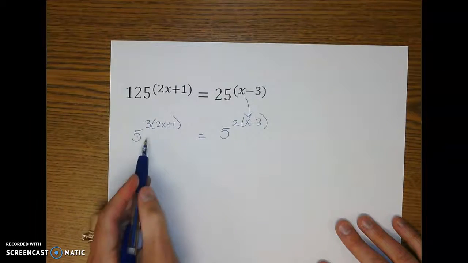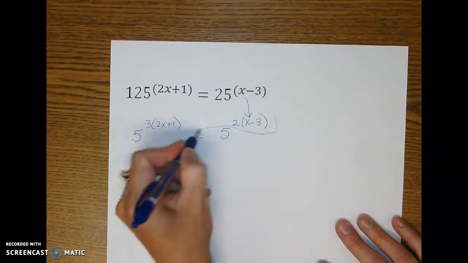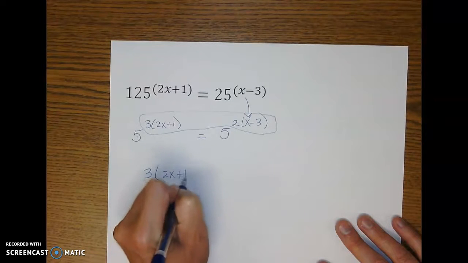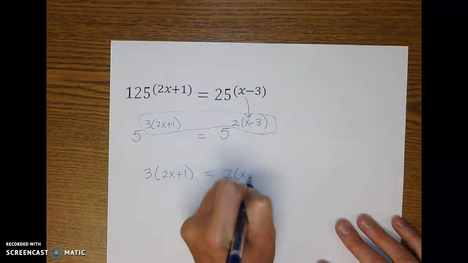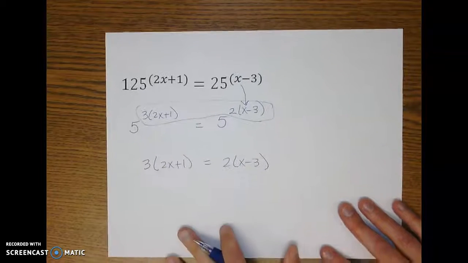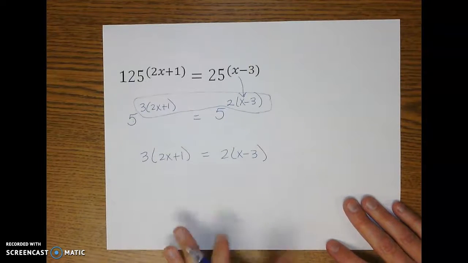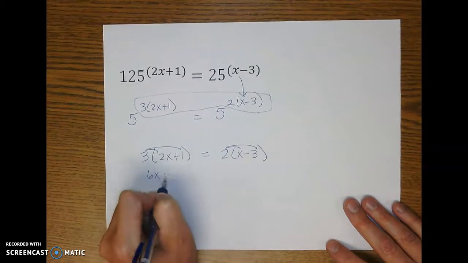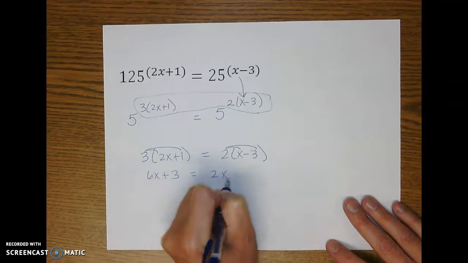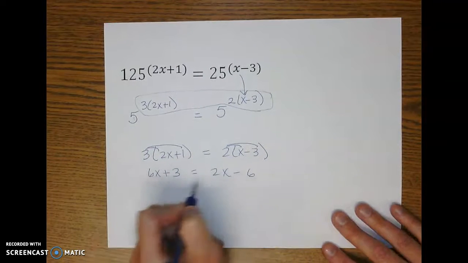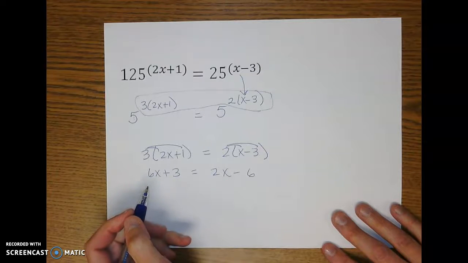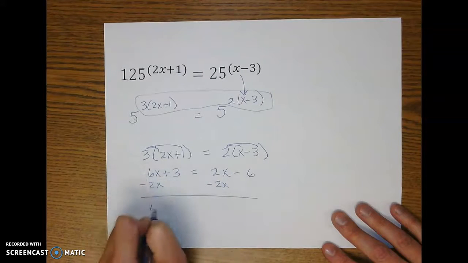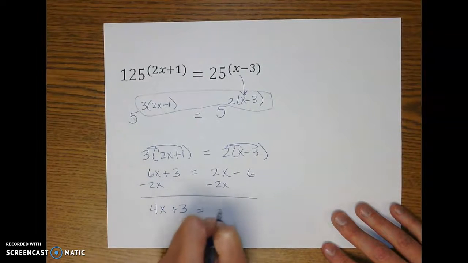So now that I have the same base, I can set my exponents equal to each other. And now we're going to solve this like an Algebra 1 problem. So I'm going to distribute here and here. 3 times 2 is 6x plus 3 equals 2x minus 6. Move stuff so that they're next to each other. So this will be 4x plus 3 equals negative 6.